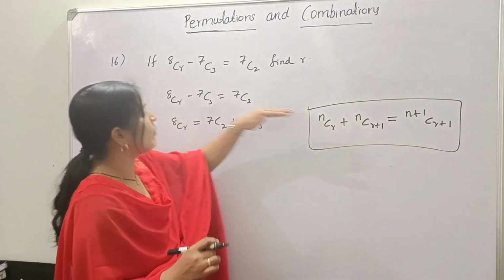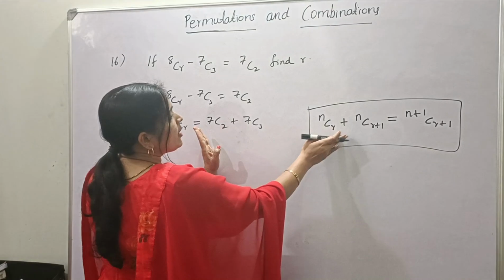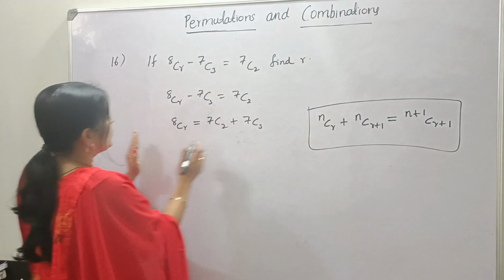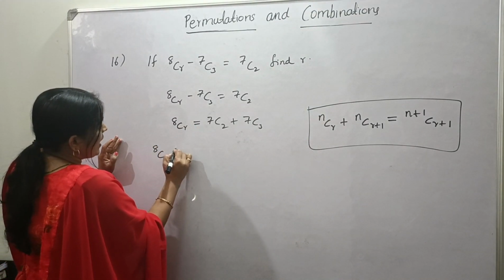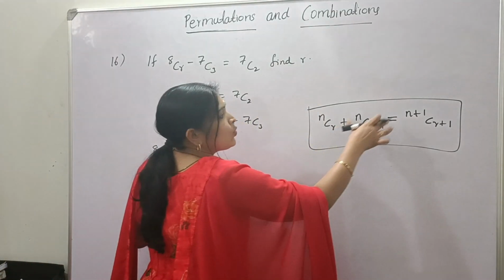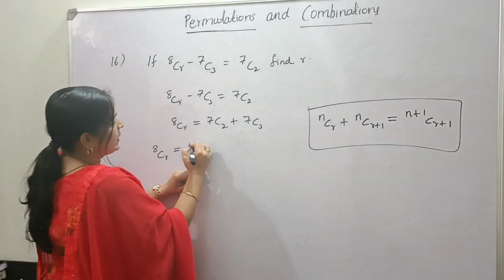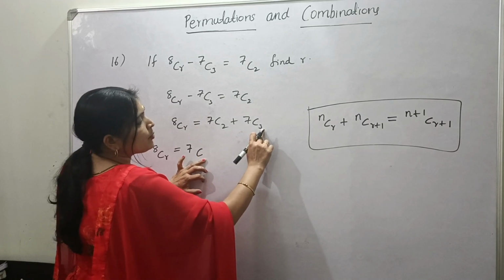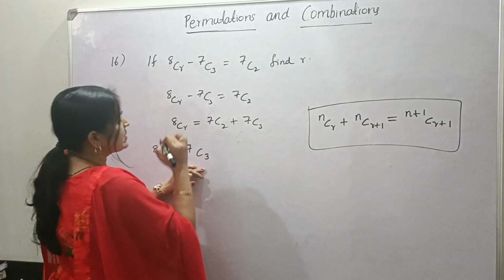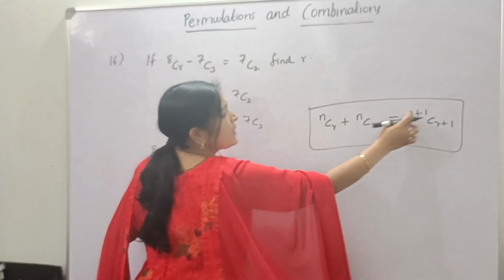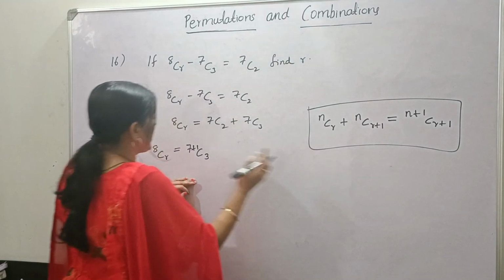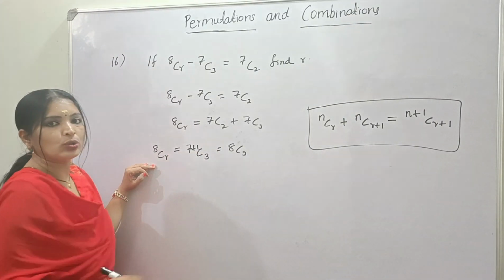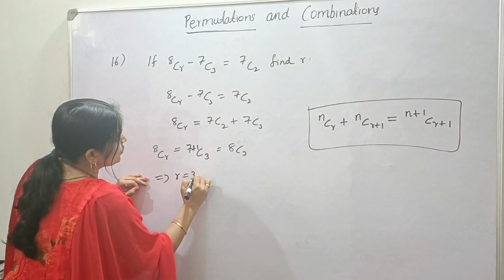So now let us apply this formula here. See, it is in the form of nCr plus nC(r+1), right? So therefore, here we can write 8Cr is equal to (n+1)C(r+1). Here what is n? n is 7, C, r plus 1. r plus 1 is nothing but 3, right? So 7C3. Sorry, 7 plus 1, n plus 1, right? n is 7. So 7 plus 1, C3, that is equal to 8C3. So 8Cr is equal to 8C3. That means r is equal to 3.